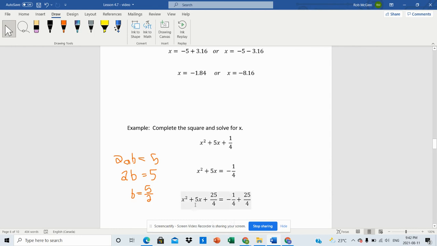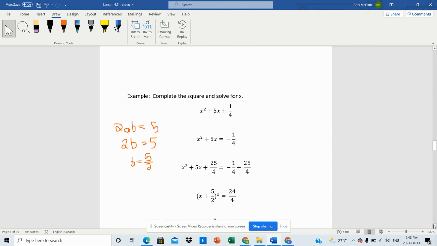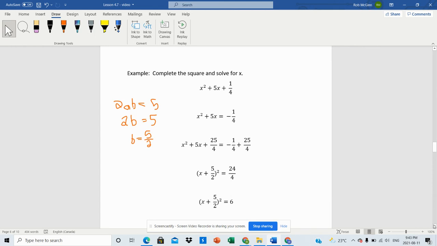And we're going to express our left-hand side as a binomial squared. And that's going to be x plus 5 halves. So x plus 5 halves squared equals minus 1/4 plus 25/4, which is going to be 24/4. At this point, this one will actually simplify for us. It's very nice. They rarely work out that way, but 24 divided by 4 is 6. So this is what we have. We have x plus 5 halves squared equals 6.